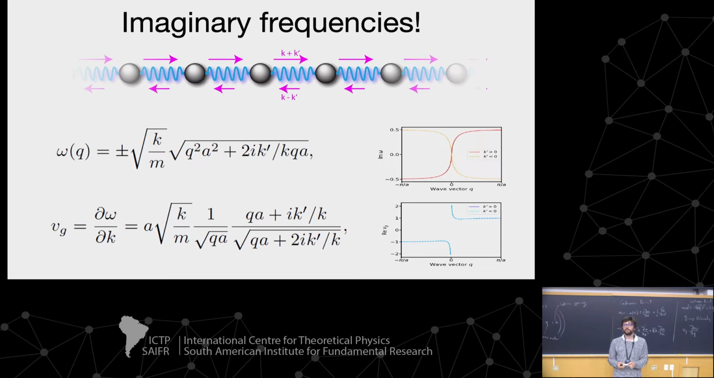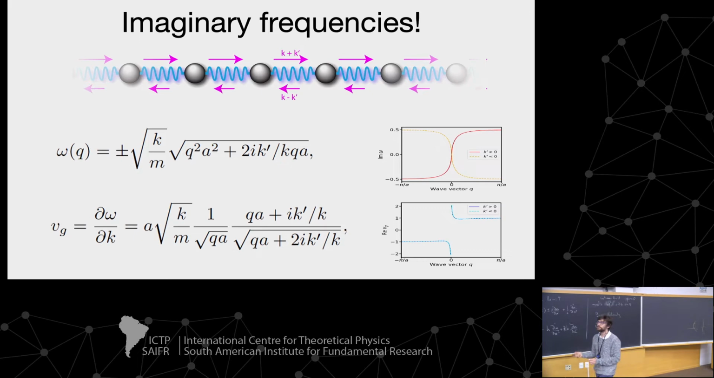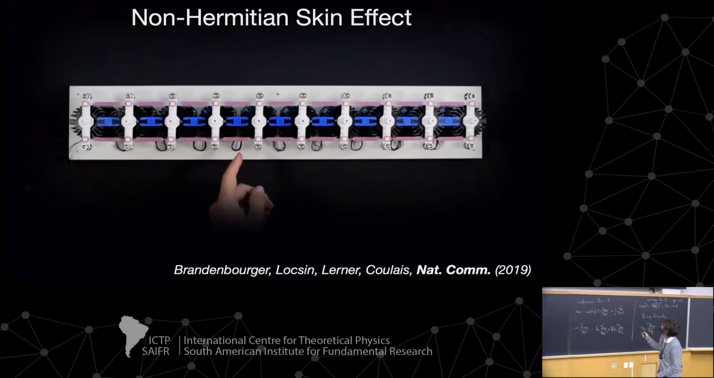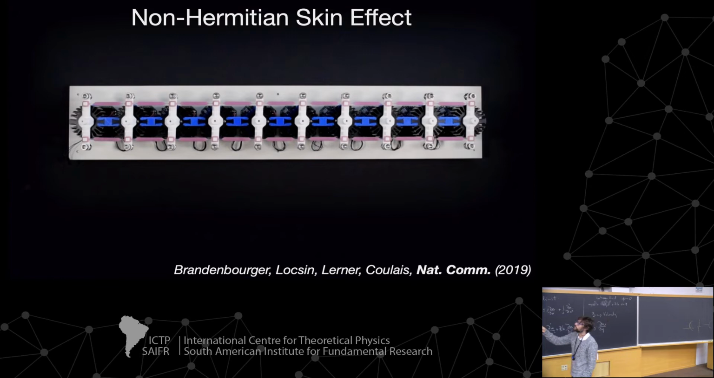Is that all clear? OK. And so now what you can do is go in the lab and study those waves, and that's what we did. This is an example of what you see. You poke it in the middle. The forward propagating waves will be amplified, and the backward propagating waves will be attenuated. And that's why you see this behavior here.